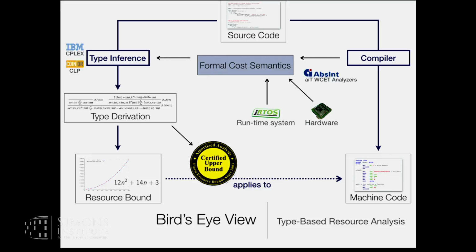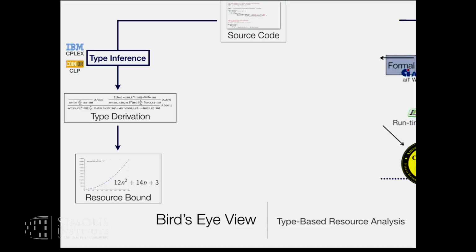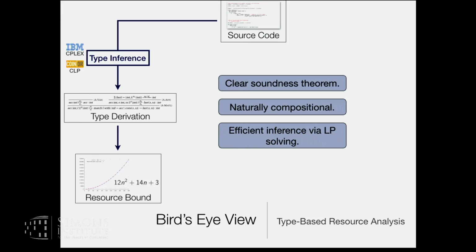And the benefit of the setup is that we can prove the analysis sound with respect to this cost semantics. So we have a very clear soundness theorem, and because it's a type system, it's very compositional, right?